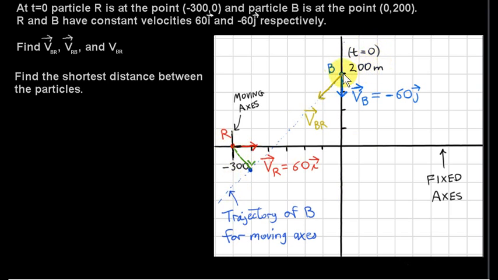So at t equals 0, when the blue particle starts here, the coordinates are not (0, 200) for the moving axes. You can see that the coordinates are (+300, +200). This point is 300 meters to the right and 200 meters above the moving axis. So I'll write the coordinates for the moving axes in yellow.